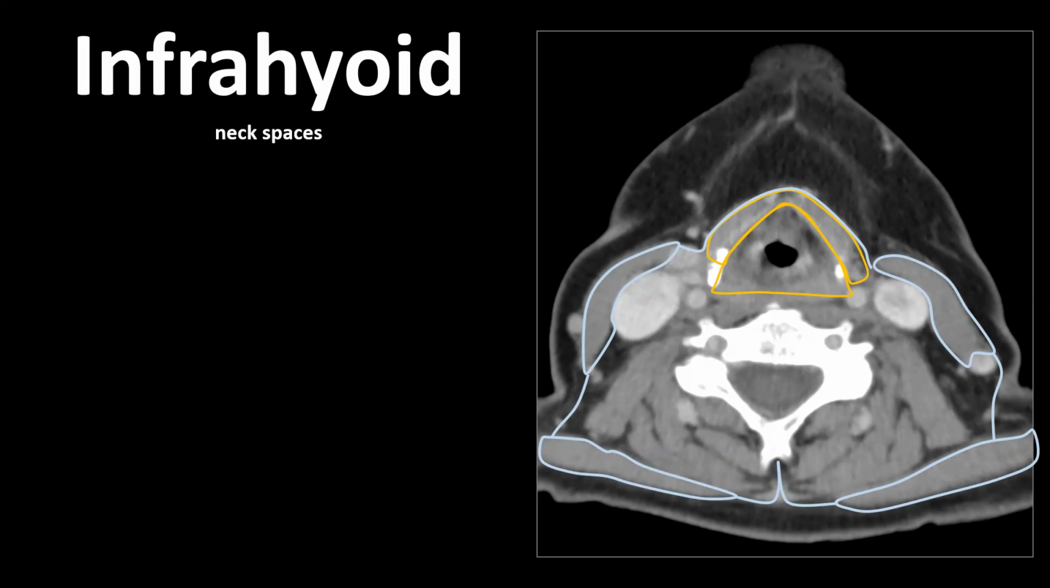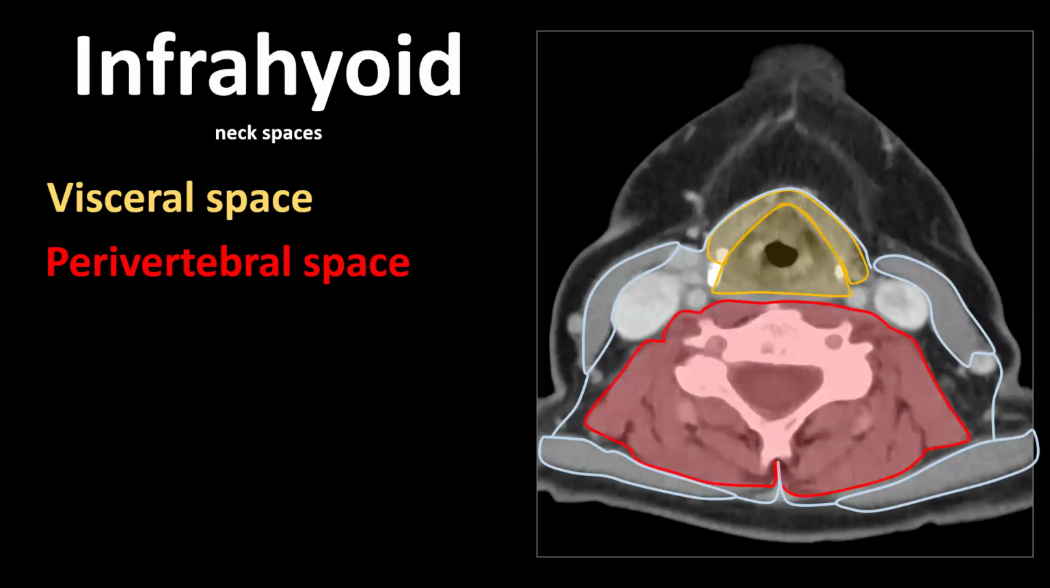And the middle layer in the infrahyoid neck completely surrounds a specific space called the visceral space. It is called a visceral space because it basically contains the visceral structures of the neck, like the trachea, the larynx, the pharynx, and so on. Then we have, completely enclosed by the deep layer of the deep cervical fascia, the so-called perivertebral space. I'm showing it in red here. So these are quite easy.